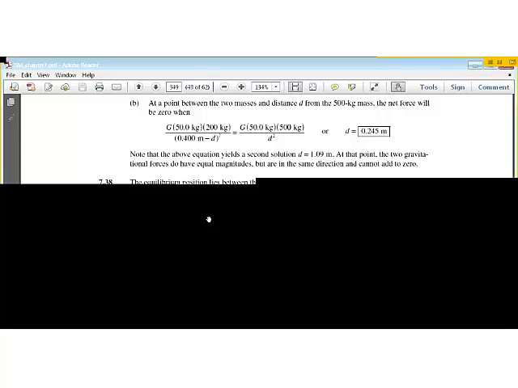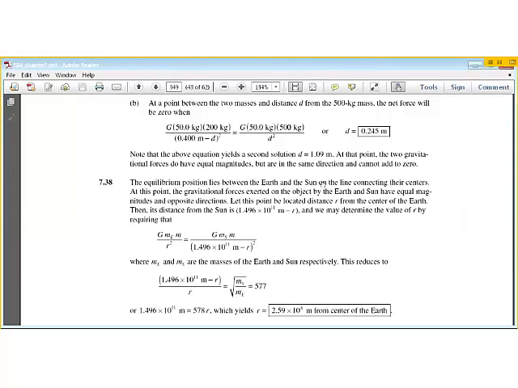What I'm going to do is open up their solution and see what they did differently, and see if they really did do anything differently. So here it is. The equilibrium position lies between the Earth and the Sun on the line of their centers. At this point, the gravitational forces exerted have equal magnitude in opposite directions. Let this point be distance r from the center of the Earth. That's like my r sub e. Then its distance from the Sun is the distance from the Sun minus r. So here they are, set equal to each other.